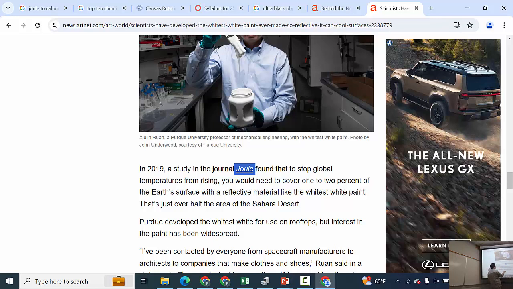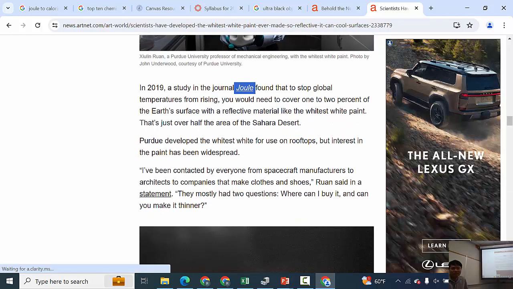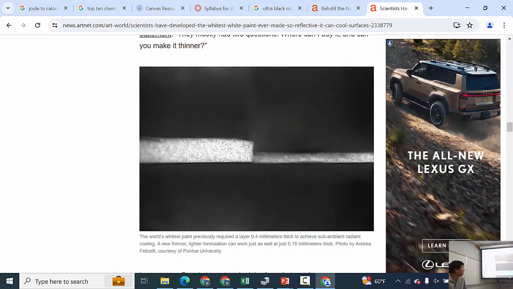So this is the kind of thing people are worried about: global warming. A study in the journal Joule found to stop global temperatures from rising, you would need to cover 1 to 2% of the Earth's surface with reflective material like the whitest white paint. So if we just paint over half the area of the Sahara Desert with this barium sulfate paint, then maybe we can stop global warming, huh? Different ideas.